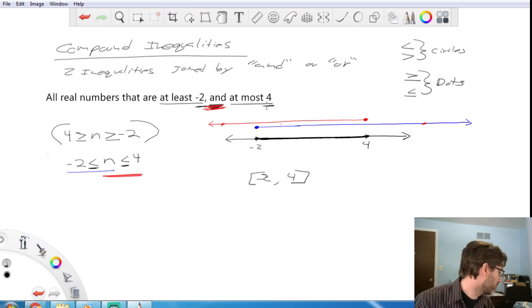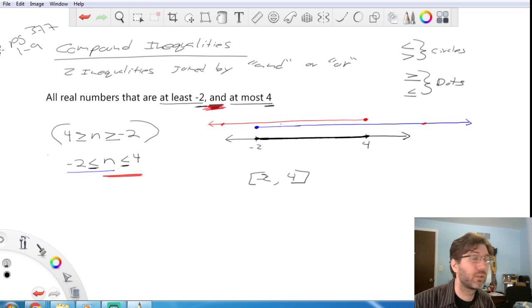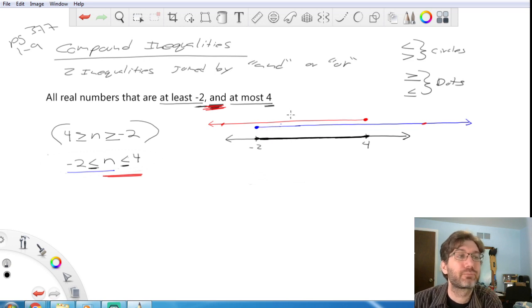Your assignment, if you want to start it, is page 377, 1 through 9. It's just asking you to graph it. So this here is calculus notation. We're not going to use that. It's every number between these two. So you're going to get the black shaded area for it.